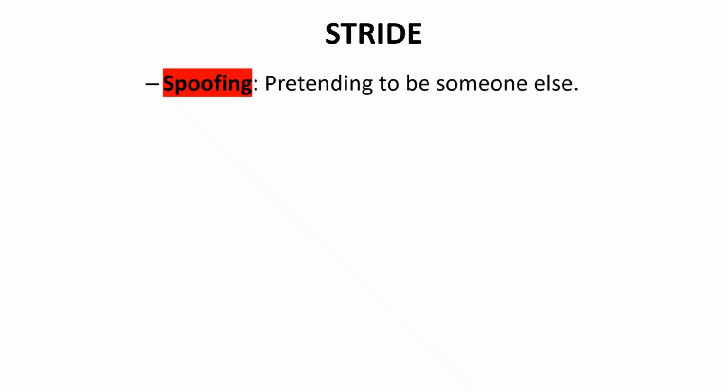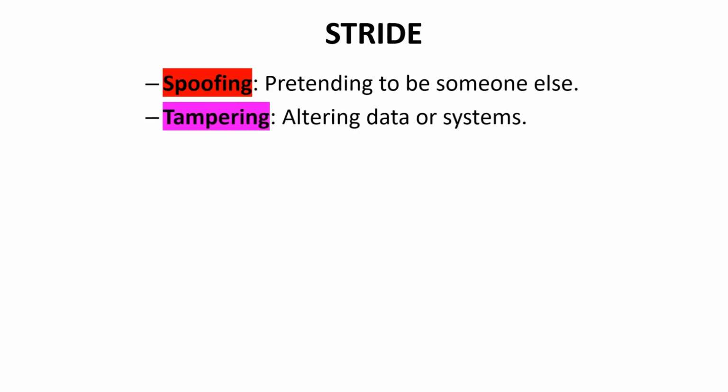Well, next is STRIDE. It's just an acronym used in threat modeling to categorize different types of security threats. It stands for spoofing, which is pretending to be someone else, like a fake identity. The next is T, tampering, which is unauthorized modification of data or altering data or a system.